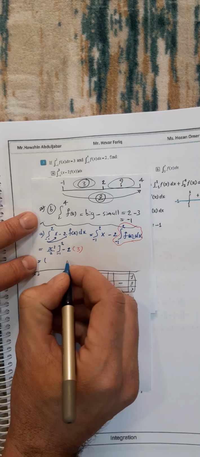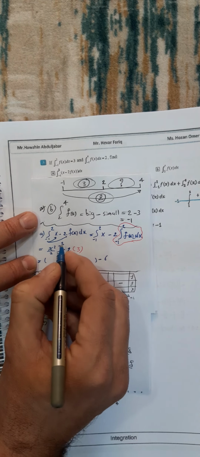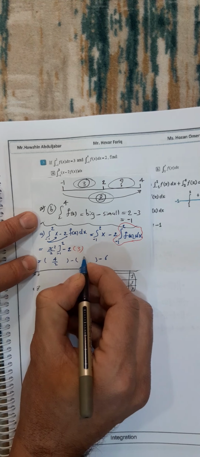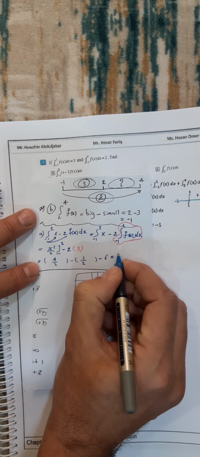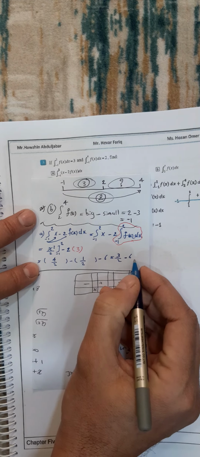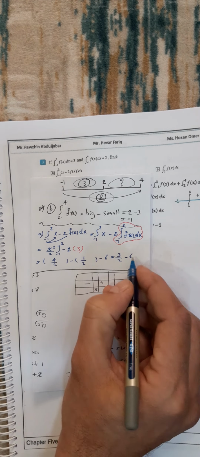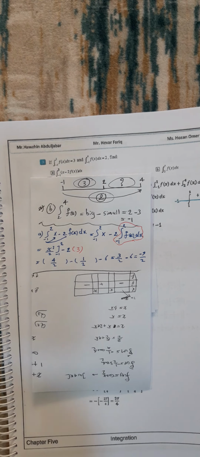Take the two brackets: the sign for the first is minus, and 2 times 3 is 6. Put 2: 4 over 2. Put negative 1: 1 over 2. 4 minus 1 is 3 over 2, minus 6. 2 times 6 is 12, so 3 minus 12 is equal to minus 9 over 2.